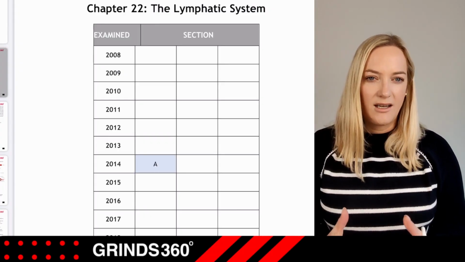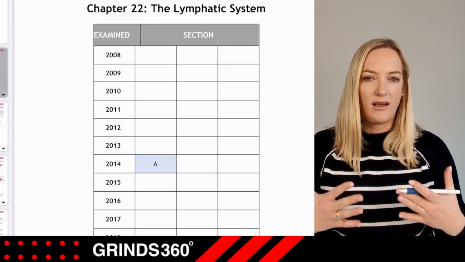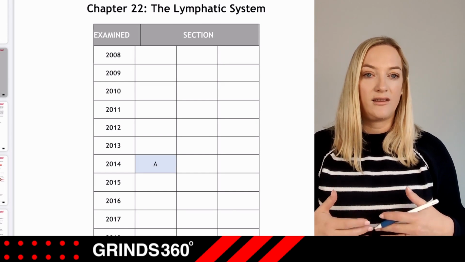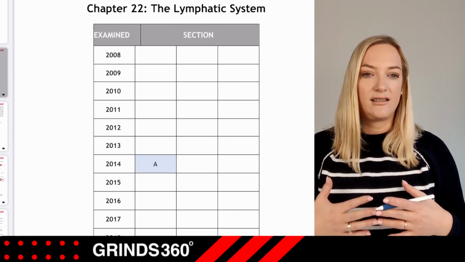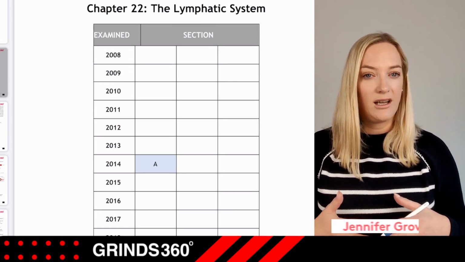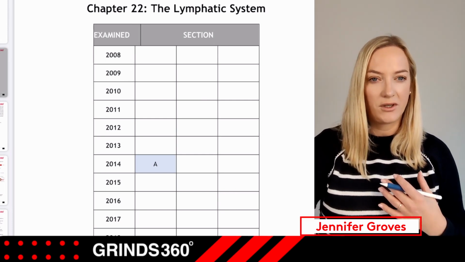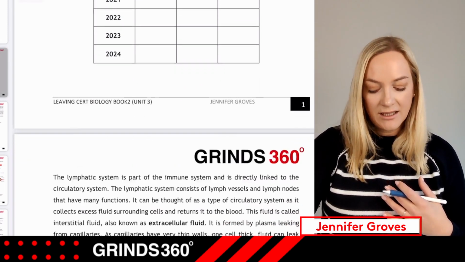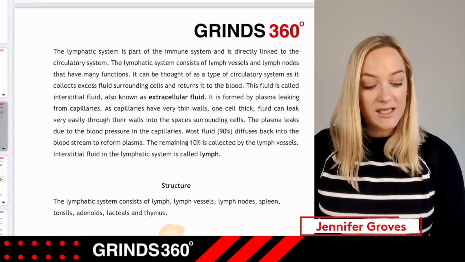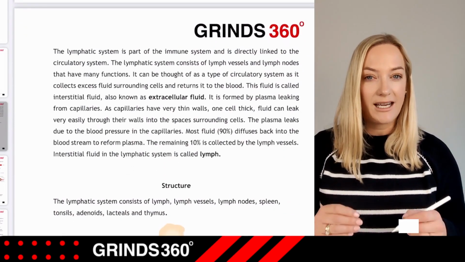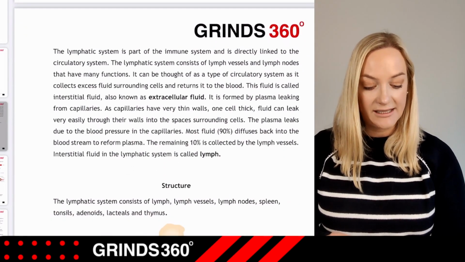The lymphatic system. So when you're studying this chapter, I would advise you to study this along with the defense system and human nutrition and also the circulatory system, because they are linked. So we're going to look at the lymphatic system now. The lymphatic system is part of the immune system and it's directly linked to the circulatory system as well.